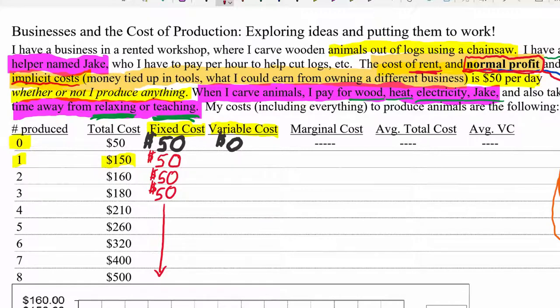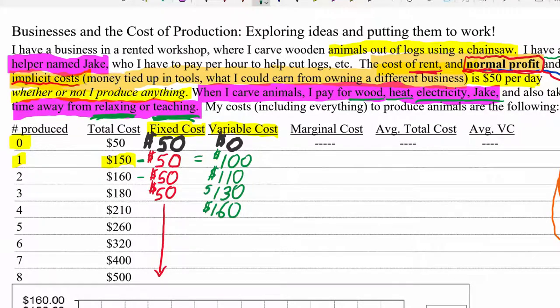So if we're breaking our costs into two pieces, fixed costs, variable costs, in order to get variable costs, we just want to subtract 150 minus 50 equals, well, we must have $100 in variable costs here. 160 minus 50, $110 in variable costs. These are our labor and materials costs, the things we use more of when we produce more. So 180 minus 50 is 130. 210 minus 50 is 160.